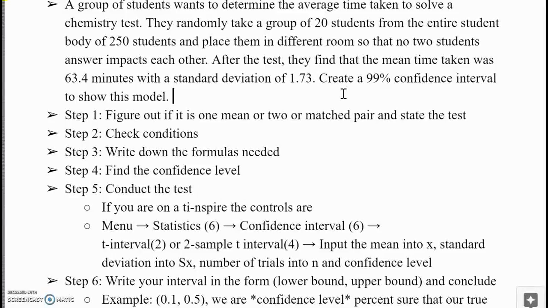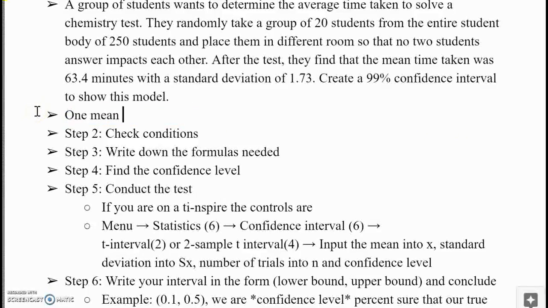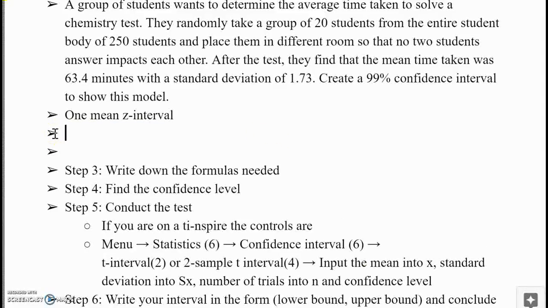Now, it doesn't say two populations, it doesn't say paired by anything, so we're going to conclude that it's a one mean z interval. Now this is the part where most students forget: check the conditions. Nowhere does it say that assumed conditions are met, so we're going to have to check this by hand.